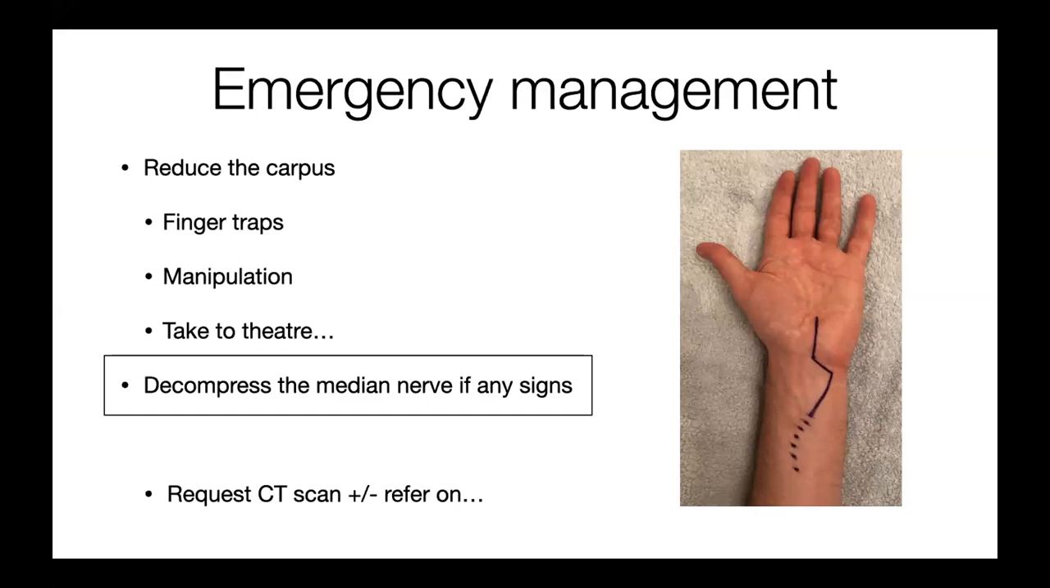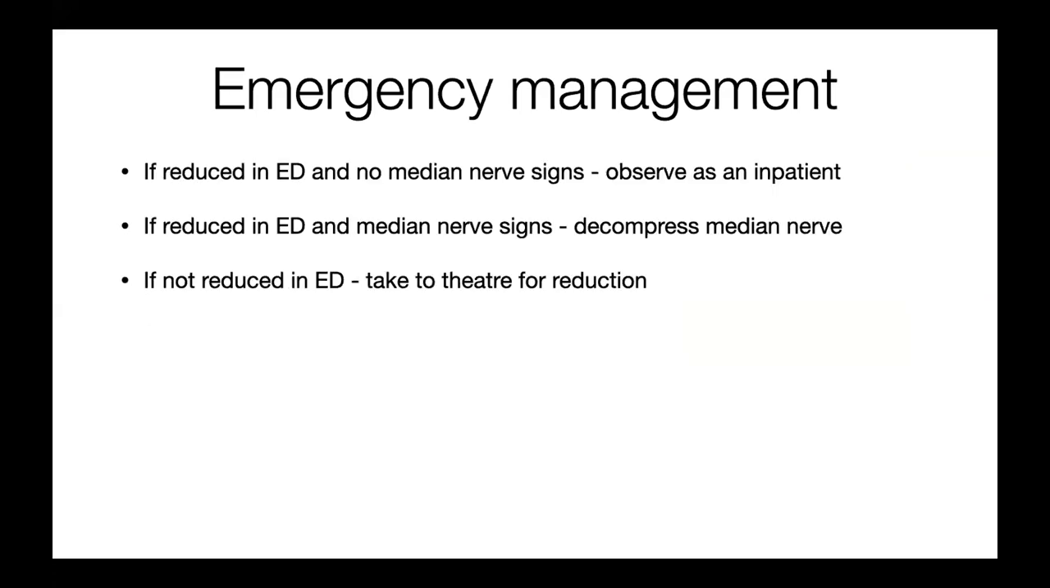They will want you to talk about definitive treatment, so it's useful to have an idea of how this will play out. When I talk about perilunate cases, I'm often given multiple scenarios of what I would do if. So I've come up with six common scenarios that I think happen. If it's reduced in the emergency department but there are persisting median nerve signs, I would advocate decompressing the median nerve that night. If it's not reduced in the emergency department, it needs to go to theatre for reduction.